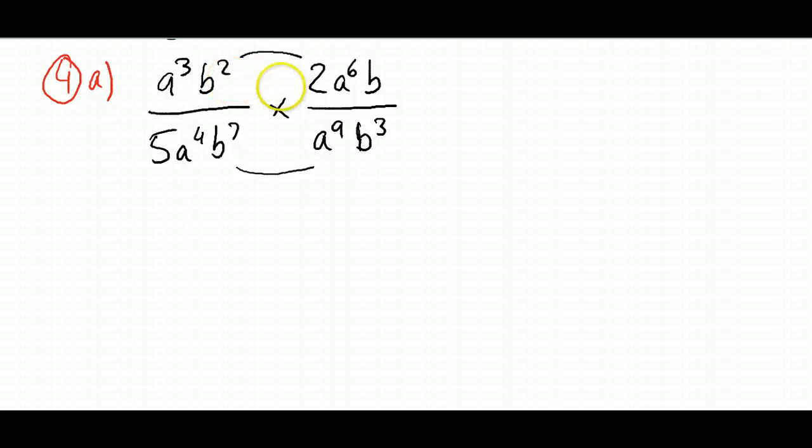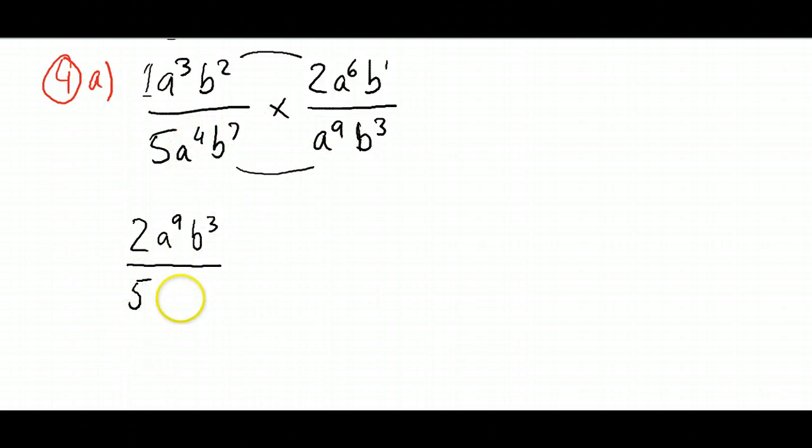So let's do the top times the top. We don't have any numbers in the first section, so it's just going to be 2. You can imagine there's a 1 out the front there, so it's 1 times 2. Then a to the power of 3 times a to the power of 6. Add the indices, a to the power of 9. b to the 2 times b to the 1. Add the indices, b to the 3. And then that's divided by, again, there's only one number, so it's just 5. a to the 4 times a to the 9 is a to the 13. b to the 7 times b to the 3 is b to the 10.